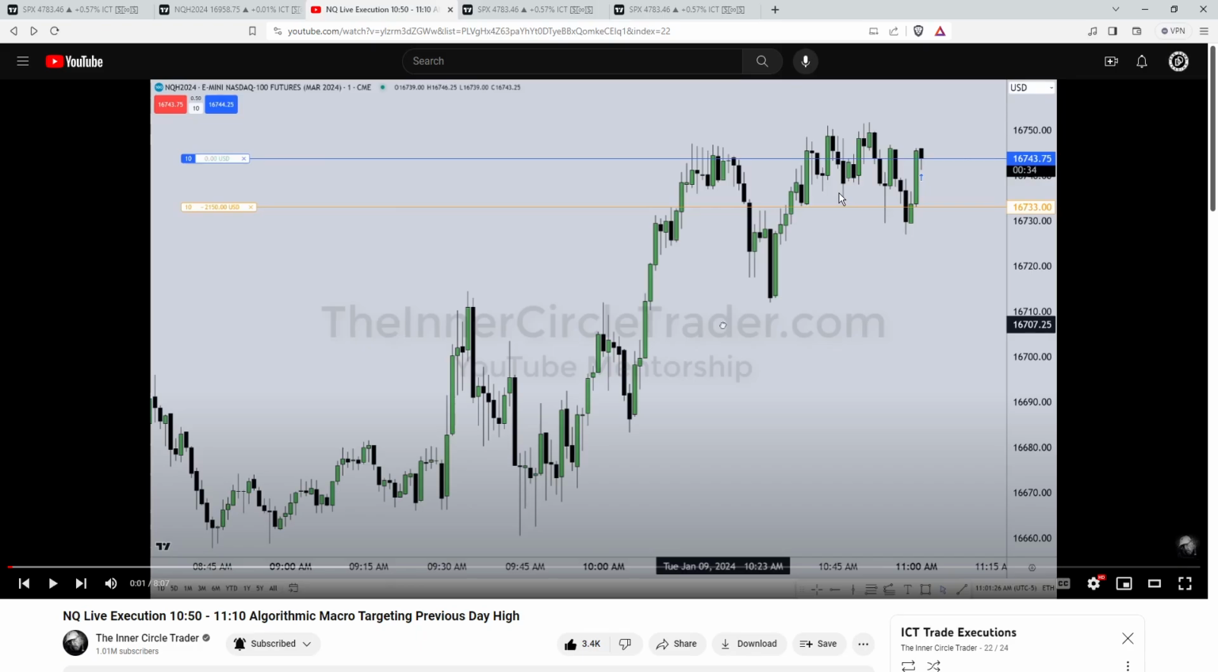What are some other macros? So we have the 8:50 to 9:10 macro, 9:50 to 10:10, 10:50 to 11:10, 11:50 to 12:10, and then in the PM there is the 2:50 to 3:10, and I'm not sure of any other ones in the PM. You do have the 1:30 macro, 3:15 to 3:45. Again, we'll talk a little bit about them later in the video.